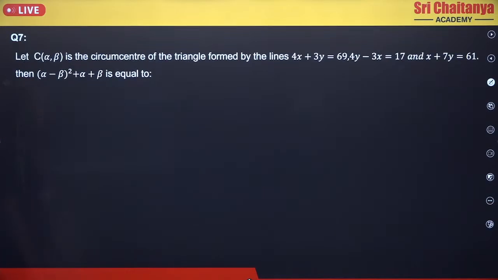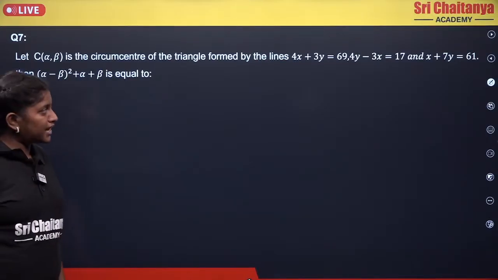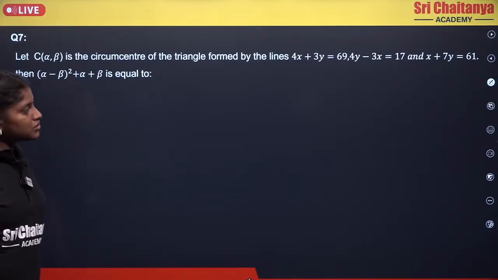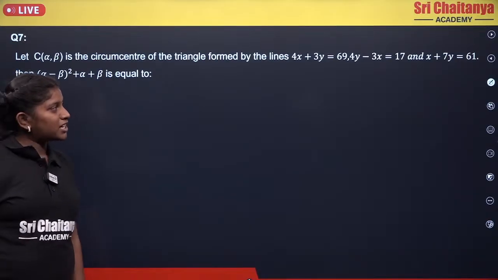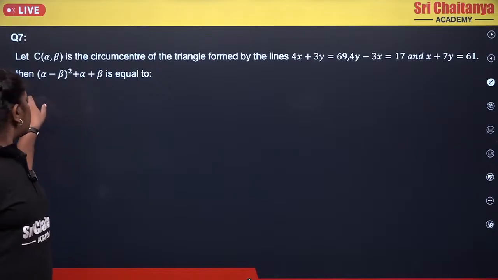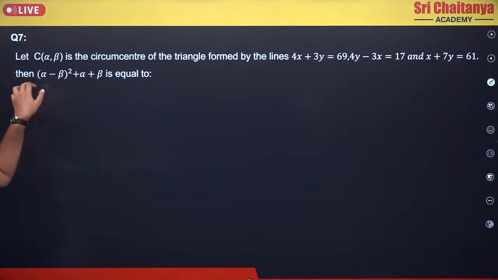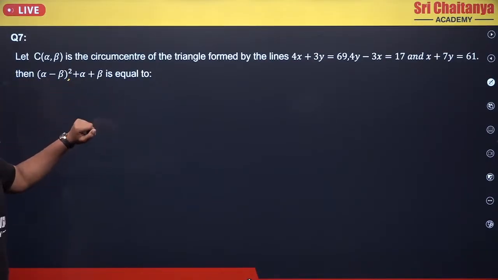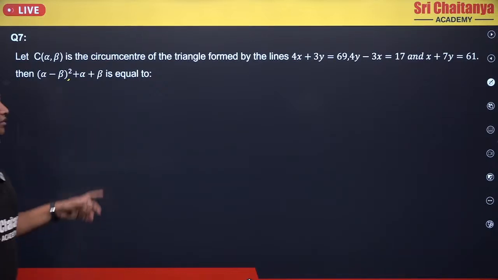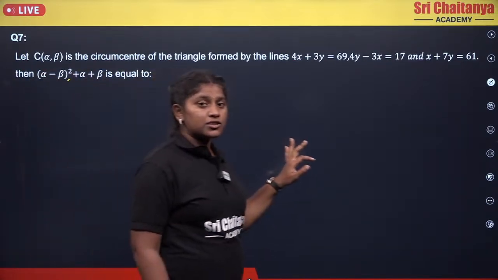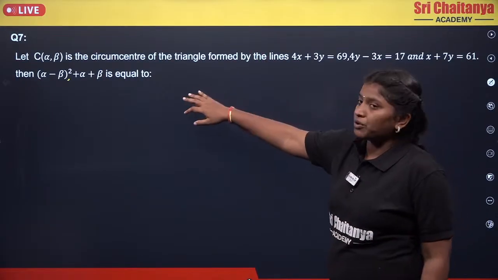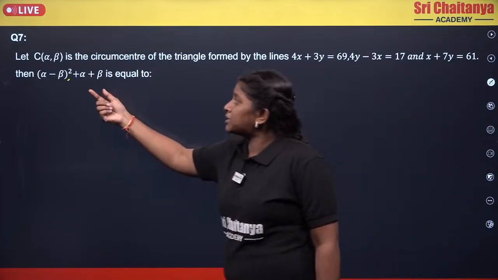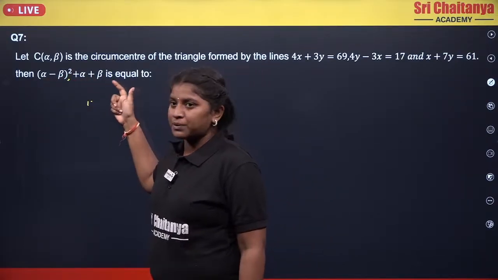Now moving to the next: let C of alpha comma beta be the circumcenter of the triangle formed by the lines 4x plus 3y equals 69, 4y minus 3x equals 17, and x plus 7y equals 61. Now find the value of alpha minus beta whole square plus alpha plus beta. So they gave the sides of the triangle and they are asking us to find the alpha and beta values, and from there we will find the required value, which is alpha minus beta whole square plus alpha plus beta.